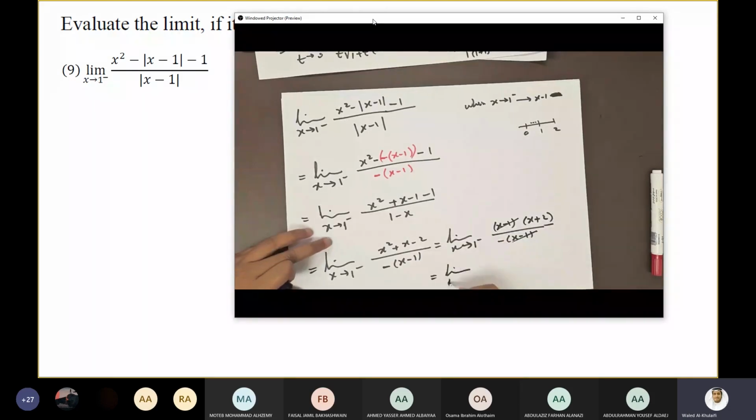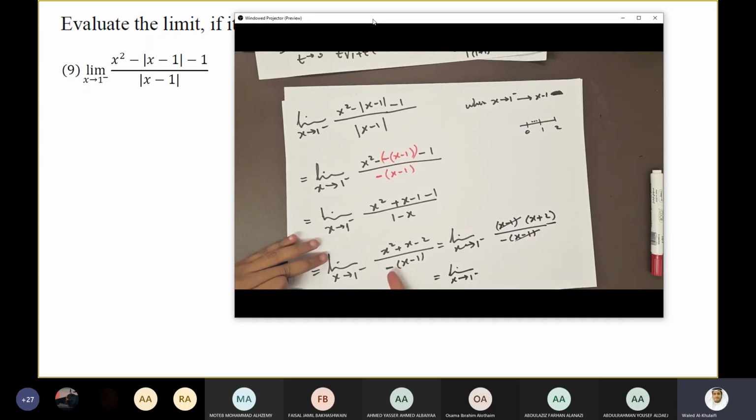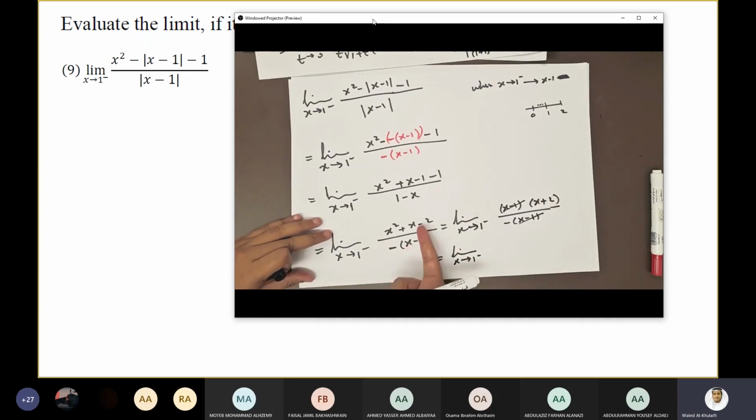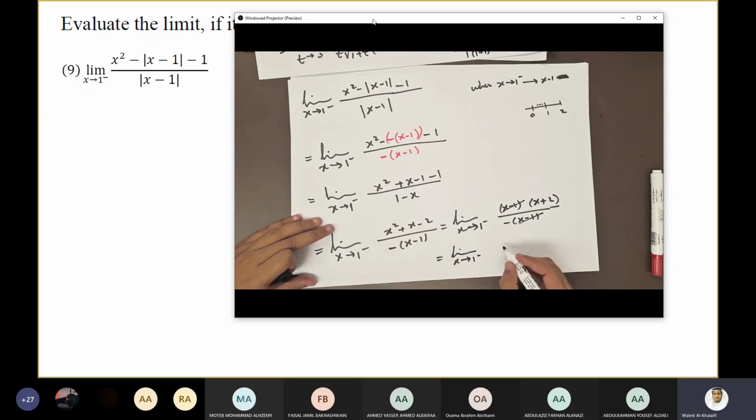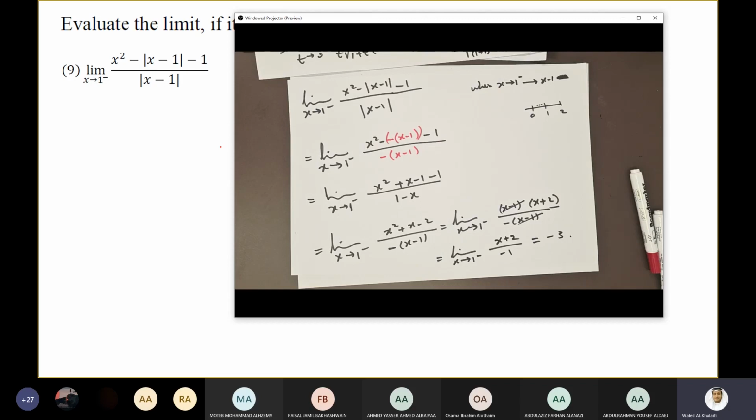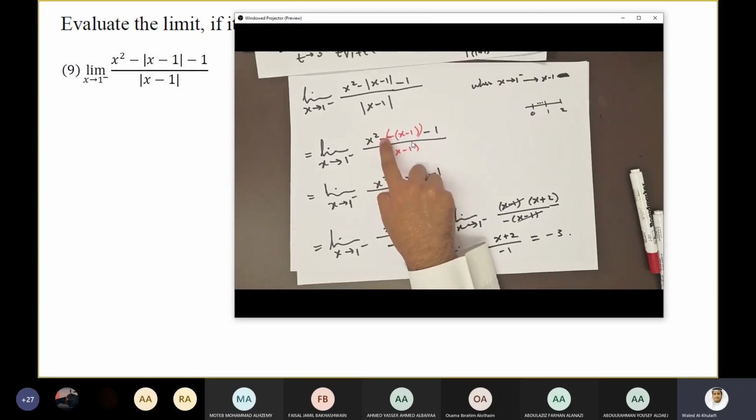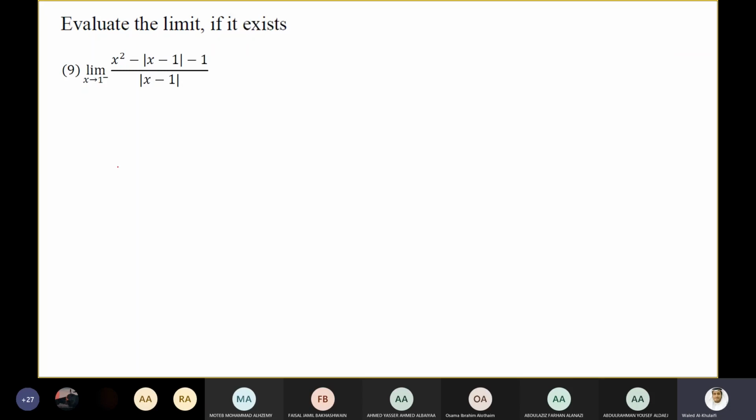So we have the limit as x approaches 1 from the left. And by the way, Shabab, why did I think of factorization? Because when I substitute 1 here, it will be 0, and here it will also be 0, 0 over 0. That's why I thought of factorization. So the limit as x approaches 1 from the left of x plus 2 over negative 1. When I substitute 1 here, it will be negative 3. The negative 3. Okay, Shabab? But really be careful with the negative sign and these things.